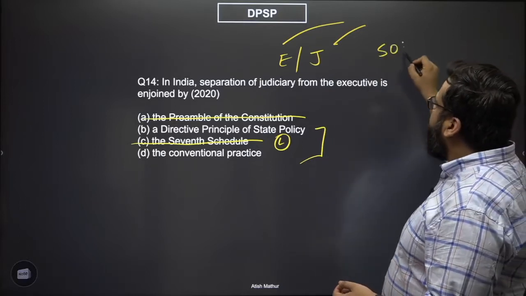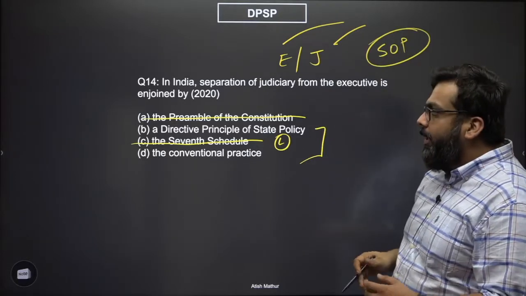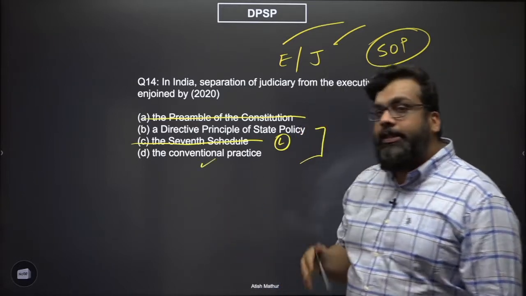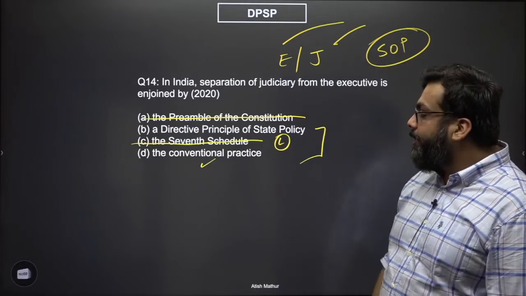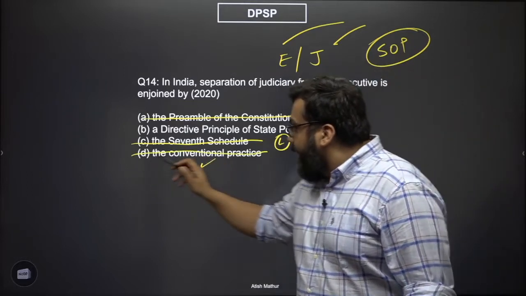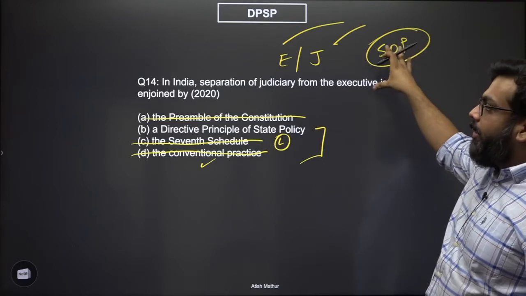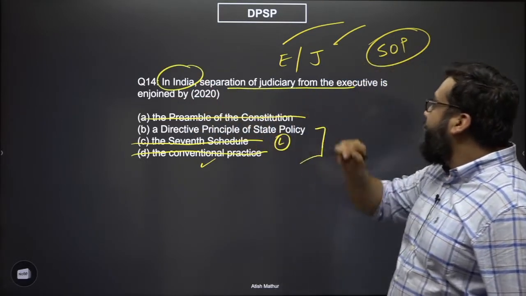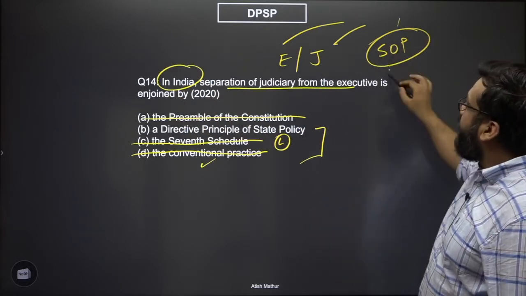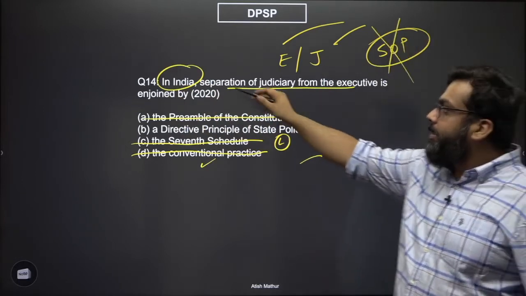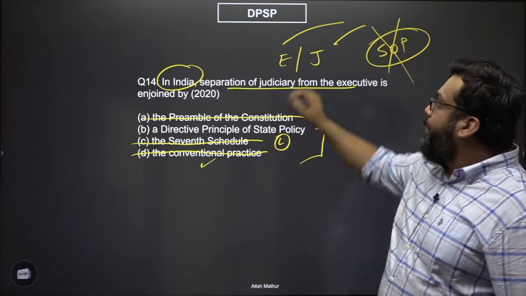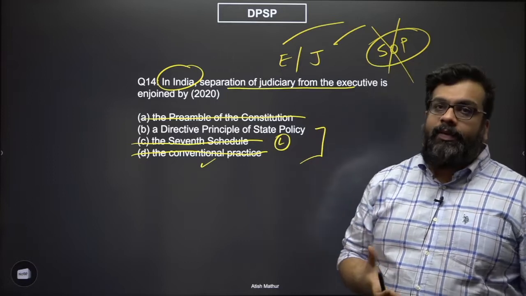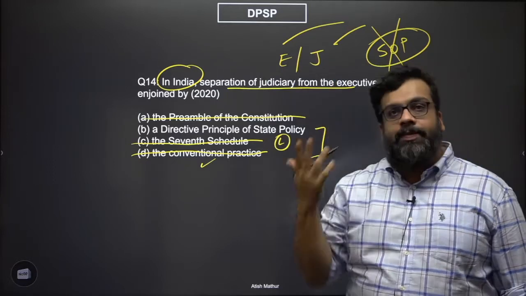Separation of powers is important enough to not just be a conventional practice, because you could discontinue it at any point of time, and it is not explicitly mentioned in the constitution, which is why it says in India separation of judiciary from the executive. It does not say separation of powers. This is something that we should do. We basically are saying that because we do not have enough judges at the grassroots level, we have to make our civil servants become judges.